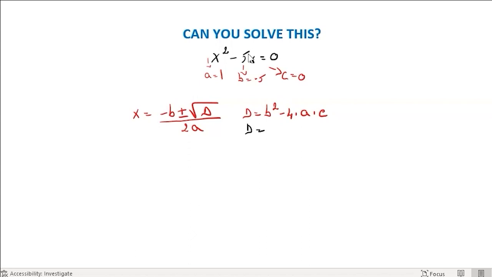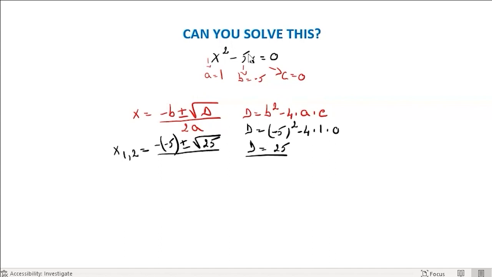So discriminant equals minus 5 to the power of 2 minus 4 multiplied with 1 multiplied with 0. Discriminant equals 25. We go back in our formula. In order to find x, we have x1 and x2 equals minus b, minus 5 plus minus square root of 25 over 2 multiplied by a.